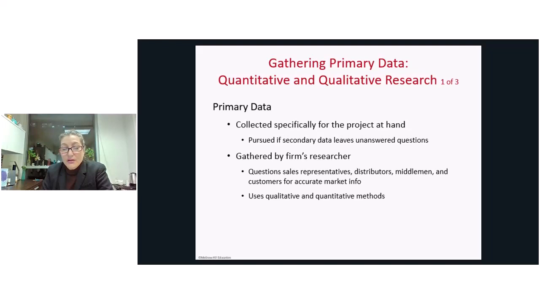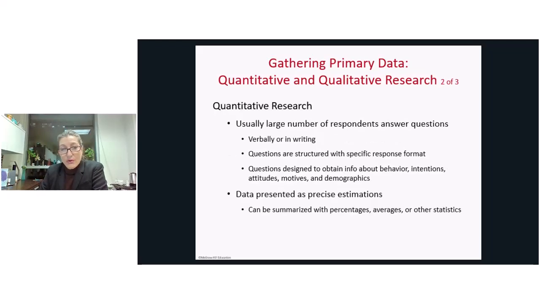So the questions that an organisational researcher might seek to address are questions related to sales and distribution and intermediaries and customers, of course. And we're going to definitely consider the most appropriate methodology, which will be driven by the research question, and it may involve quantitative and or qualitative approaches. So what does that mean?